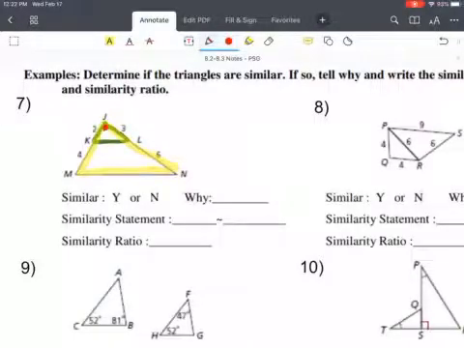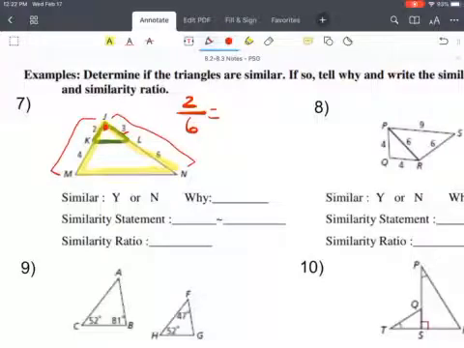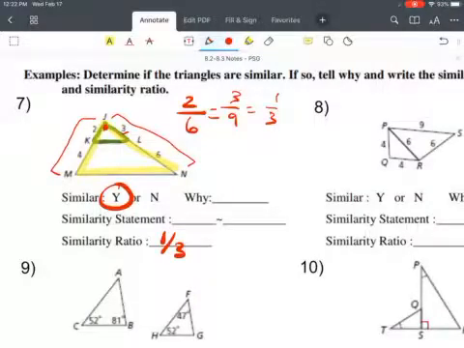So the side on the left for the green one is 2, and then the side on the yellow one is the whole side, which is 6. When I compare on the other side, I go 3 and 9. So the similarity ratio does reduce to 1/3. Yes, they are similar, and I have two sides and the angle in between, so it's side, angle, side.